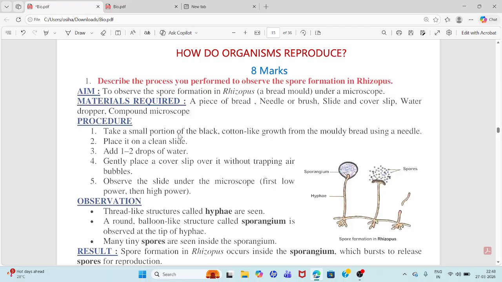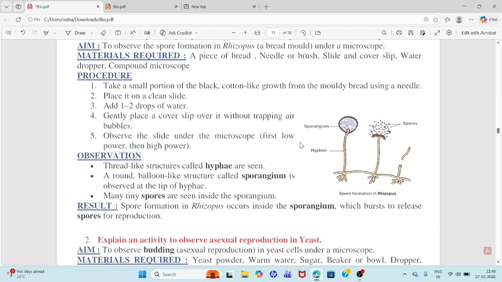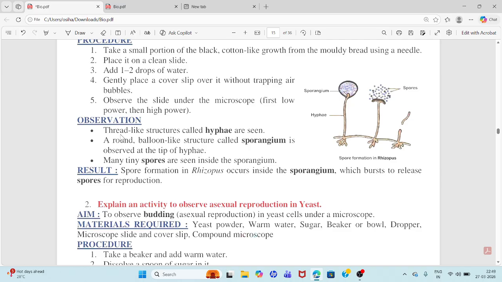Procedure. Take a small portion of the black cotton-like growth from the moldy bread using a needle. Place it on a clean slide. Add 1 to 2 drops of water. Gently place a cover slip over it without trapping air bubbles. Fifth step is to observe the slide under the microscope. Observation: thread-like structures called hyphae are seen.